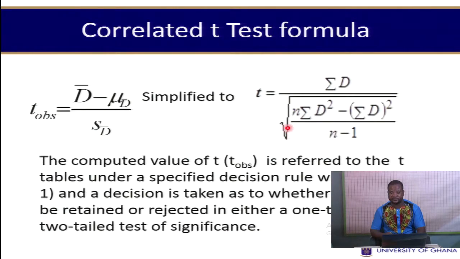And then when you come to the denominator here, we are going to find the square root of all that is here. And we can see n here, which is the sample size, and then sigma D squared. So D squared here means that when we find the difference between the first raw score and the second raw score, we square it. And then at the end, we add them up, we sum them up. And here we find the same thing, sigma D, the sum of the differences, the total of the differences, we square it. And then we divide everything by the sample size minus 1. So that is the formula that we need to use to compute the correlated t-test.